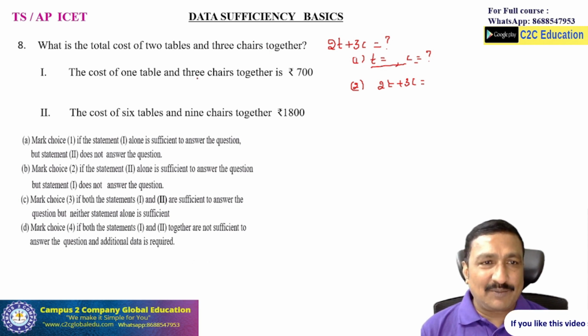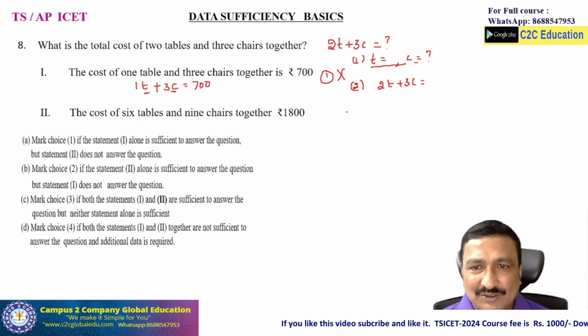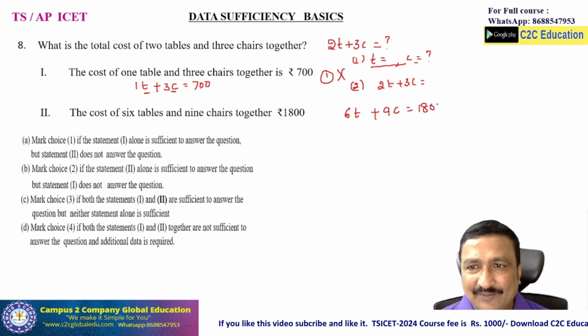Now go to the statements. First statement: the cost of 1 table and 3 chairs together is 700. So 1T plus 3C is equal to 700. We cannot find the answer directly, two variables, one equation. So eliminate the first option. Then come to the second statement: the cost of 6 tables and 9 chairs together is 1800. So 6T plus 9C is equal to 1800.